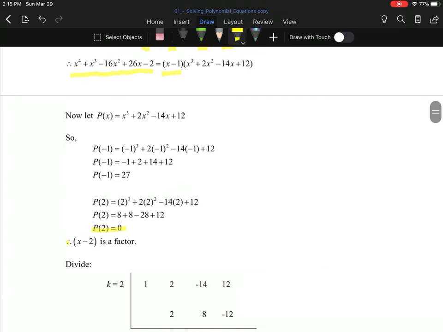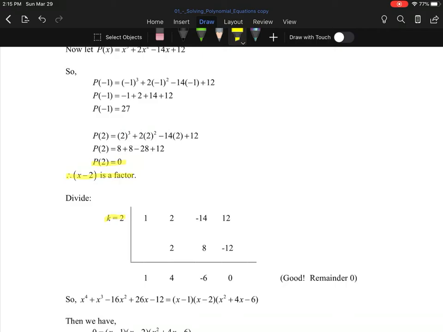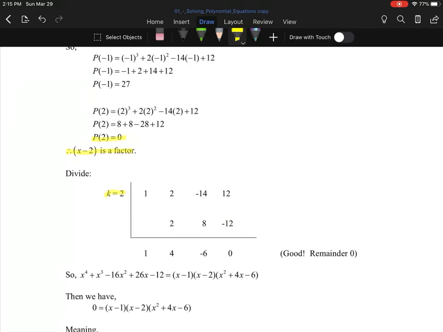So I tried -1, I got 27. I tried 2, and I got 0 there. So I knew x minus 2 was a factor. And I go through the procedure again with my k value of 2, write out the coefficients, and do that synthetic division.